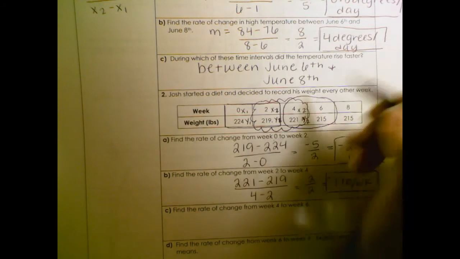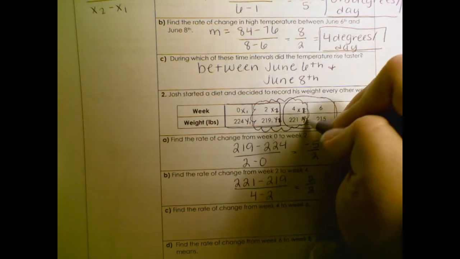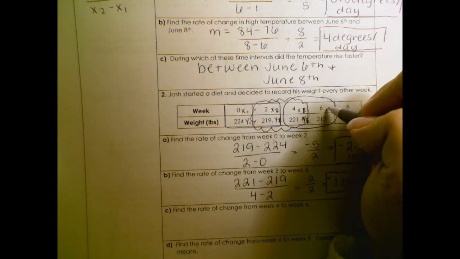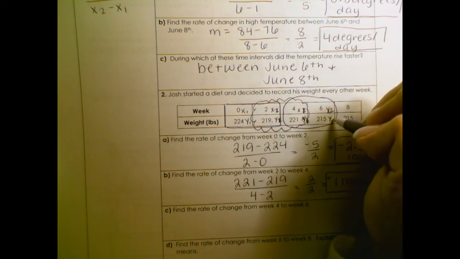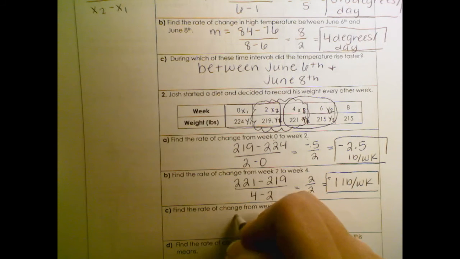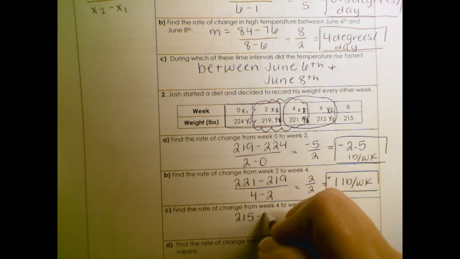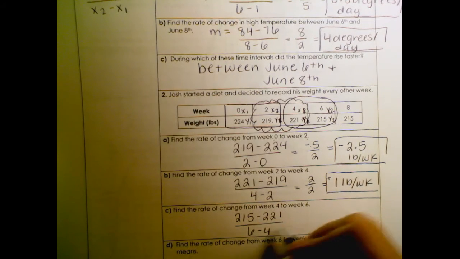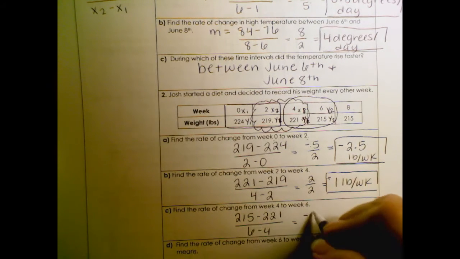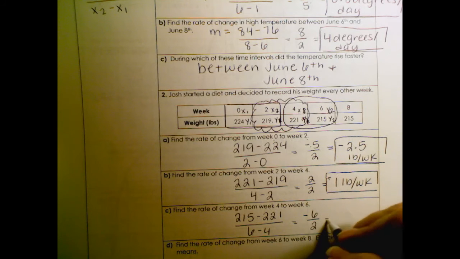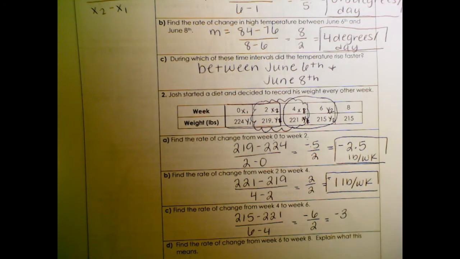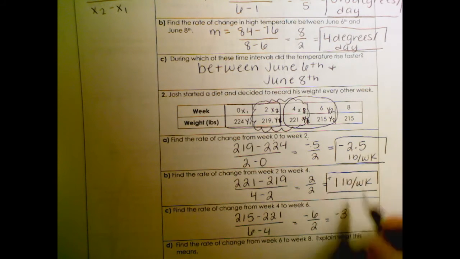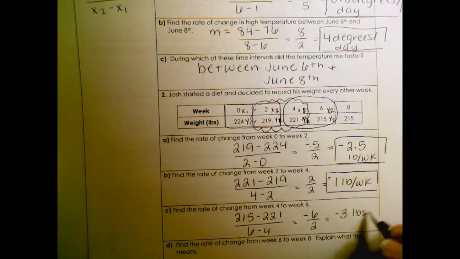And then rate of change between week 4 and week 6. Week 4, week 6. This is now x1, y1. This is x2, y2. So y2 is 215 minus 221 over 6 minus 4. Reduce this to negative 6 over 2, which I can reduce to negative 3. So he lost 3 pounds per week.